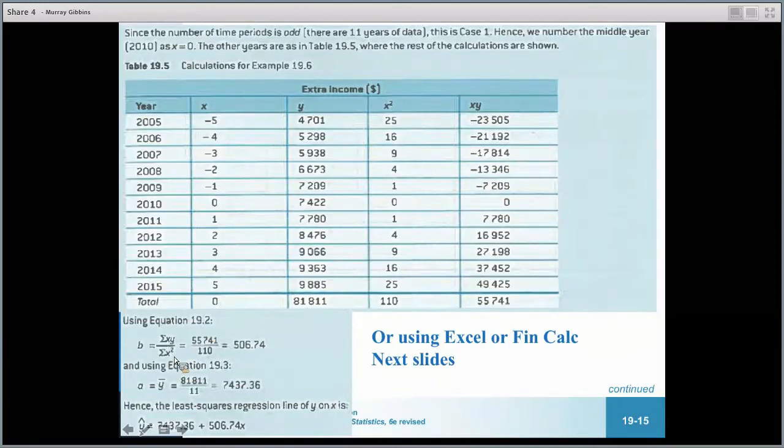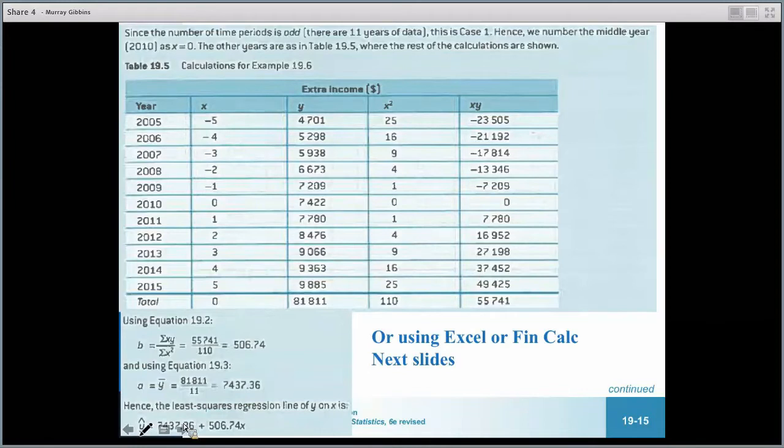So our slope is the sum of the X variables and the Y variables multiplied together, divided by the sum of X squared. So those two figures there will give me the slope. A lot of calculations involved, and for clerical accuracy, we can take a lot of the hack work out of it by using either Excel or the financial calculator, just as we did in last week's regression analysis.